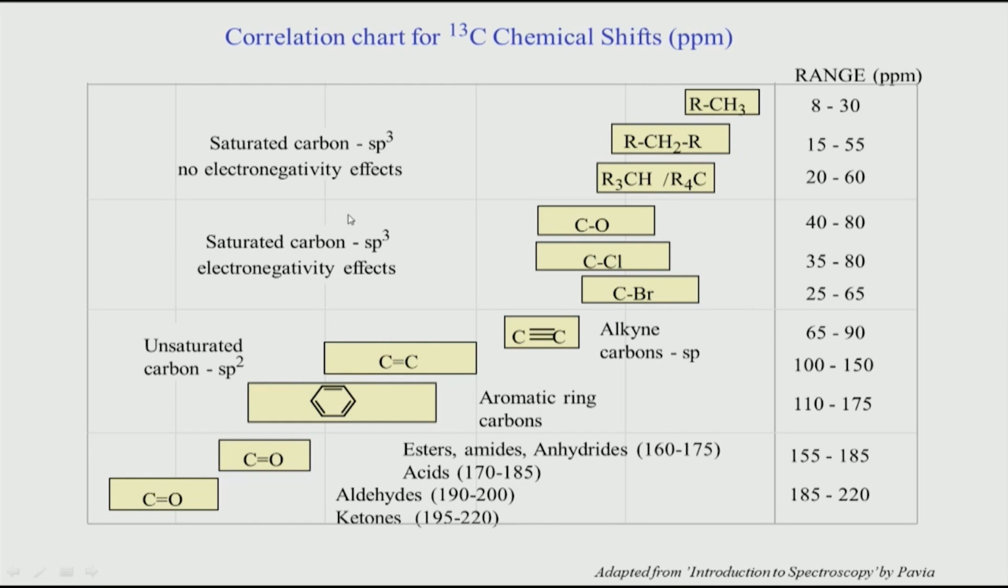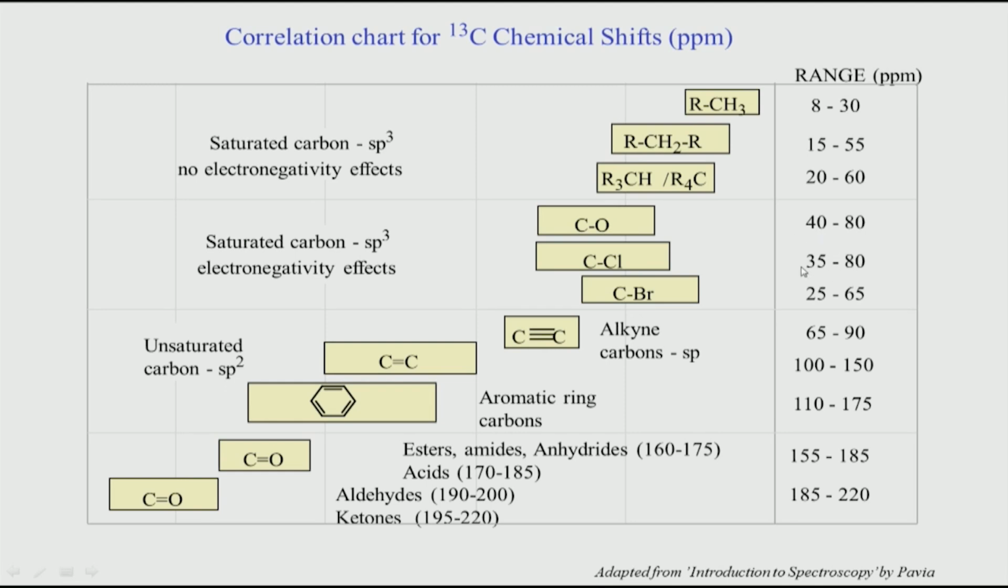So, the first zone was basically the aliphatic carbons, which are sp3 hybridized. Now, the carbons attached to an electronegative atom such as oxygen or a halogen come somewhere in this zone. For a carbon bound to oxygen, for example in alcohols or esters, that carbon comes somewhere between 40 to 80 ppm.